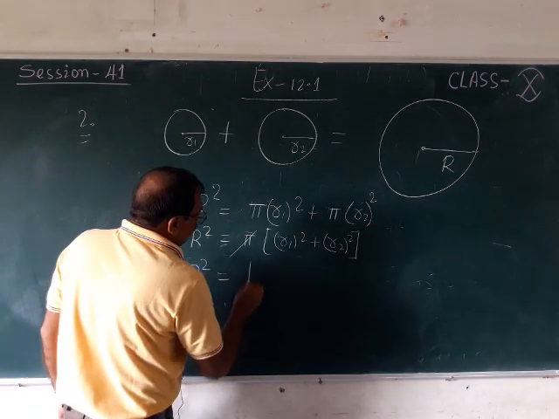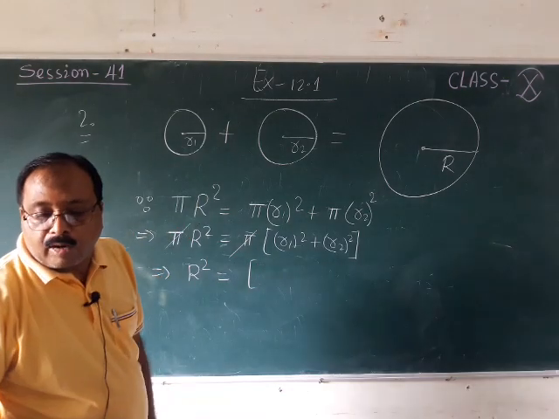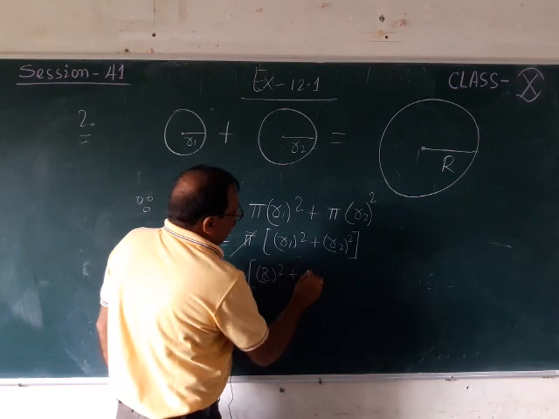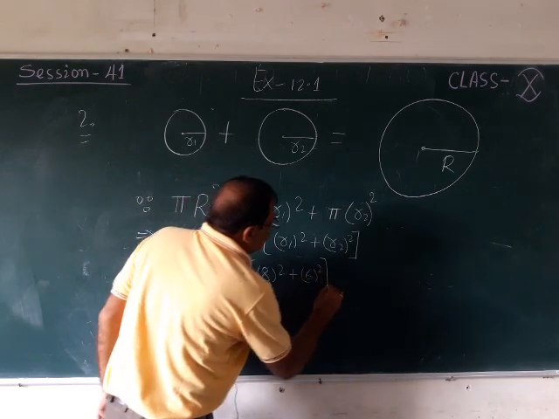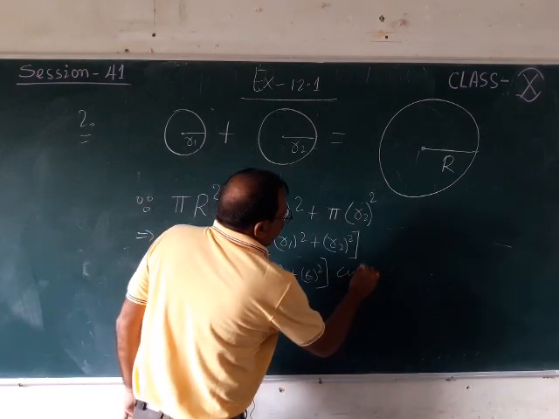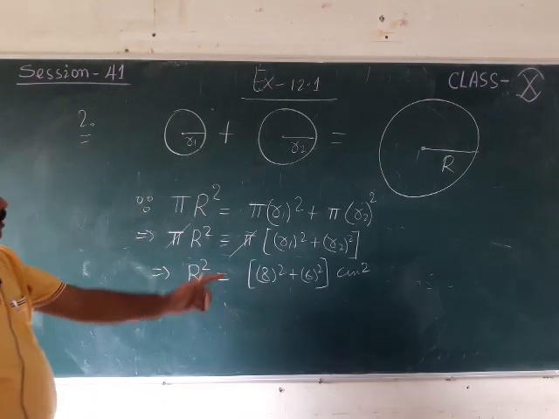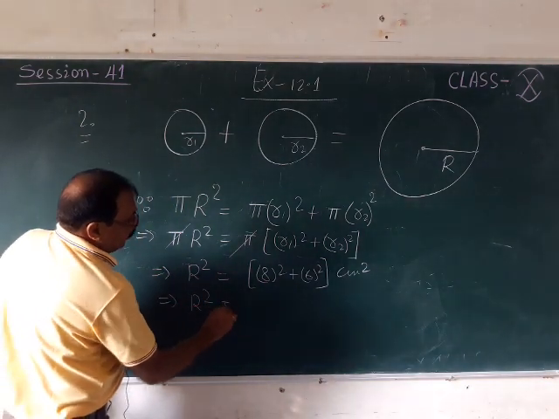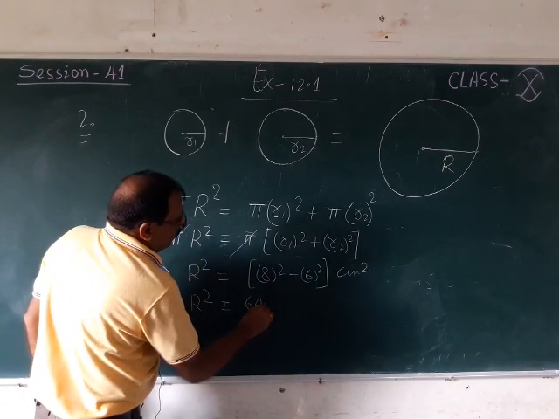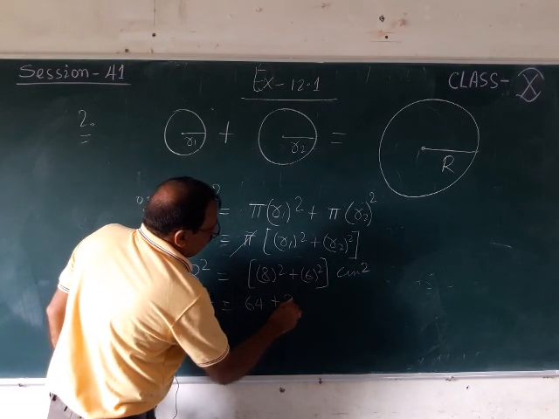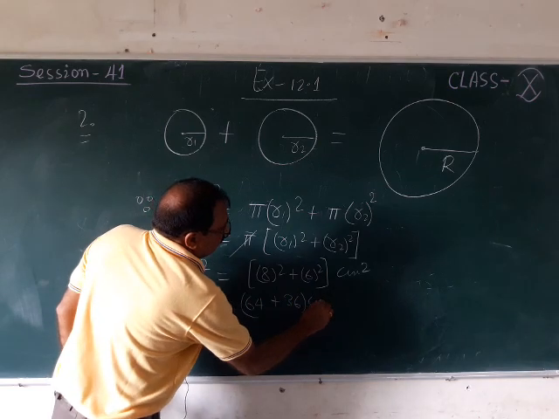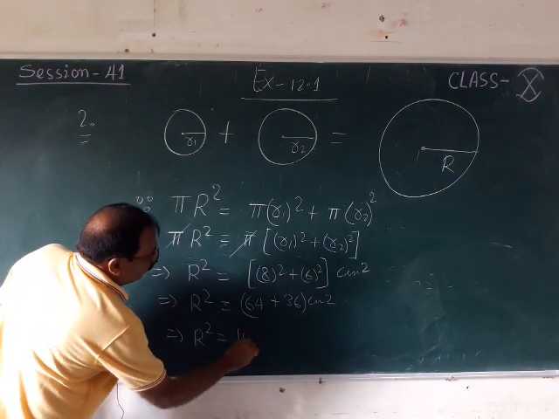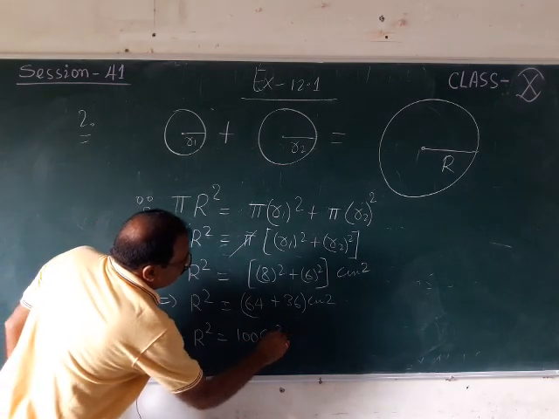The value of r1 in your question is given as 8, so you can write here 8 square plus 6 square. Now just calculate there, and when you have written the number, then put the unit also. Now r square equals 64 plus 36, right, here cm square. Further, r square equals 100 cm square.